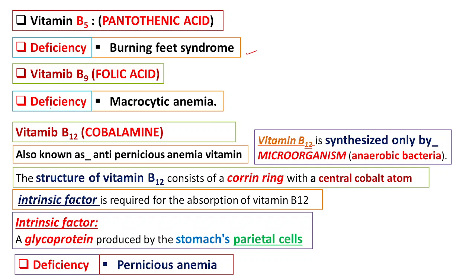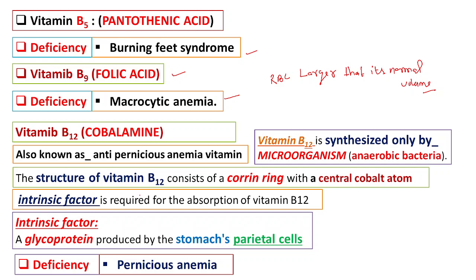Next one, vitamin B9. It is folic acid. Its deficiency causes macrocytic anemia. What is macrocytic anemia? The RBCs are larger than their normal volume. That is the normal volume. Next one is vitamin B12, cobalamin, also known as the anti-pernicious anemia vitamin, right?